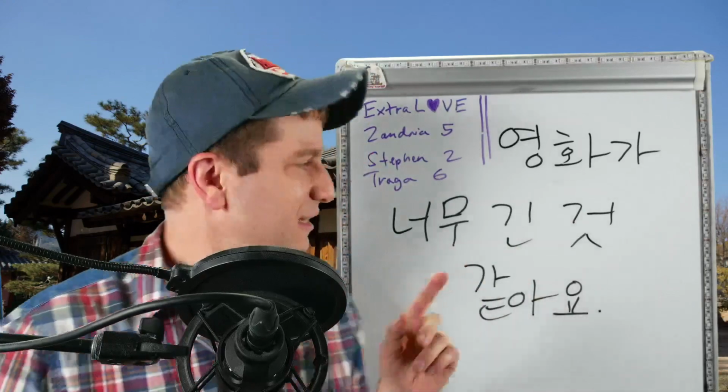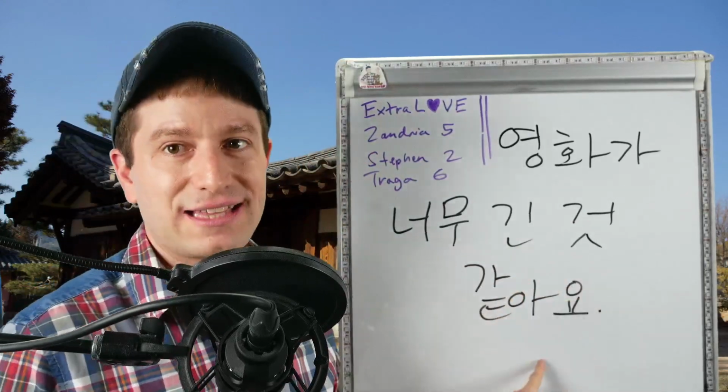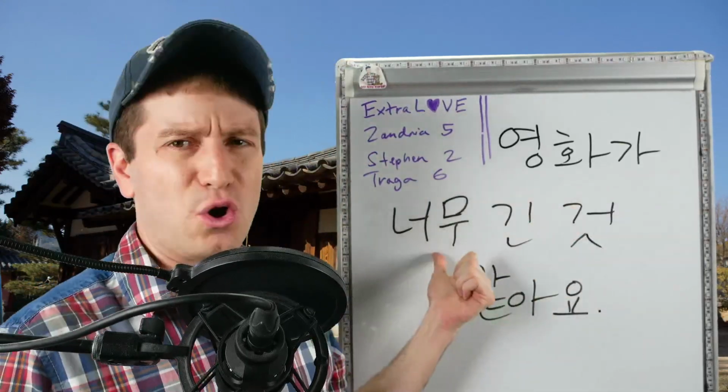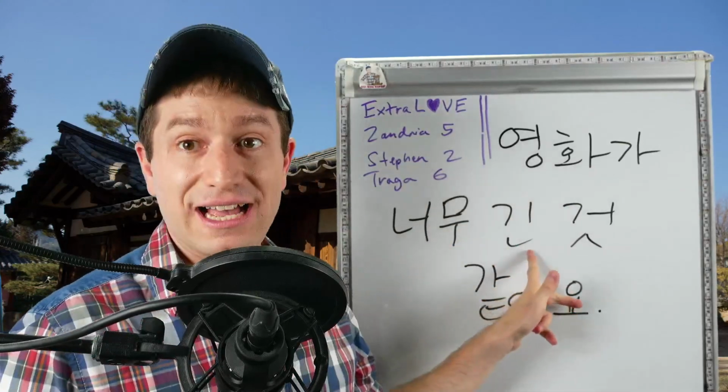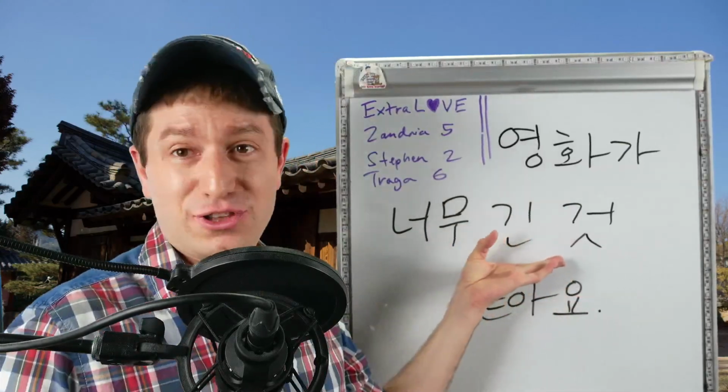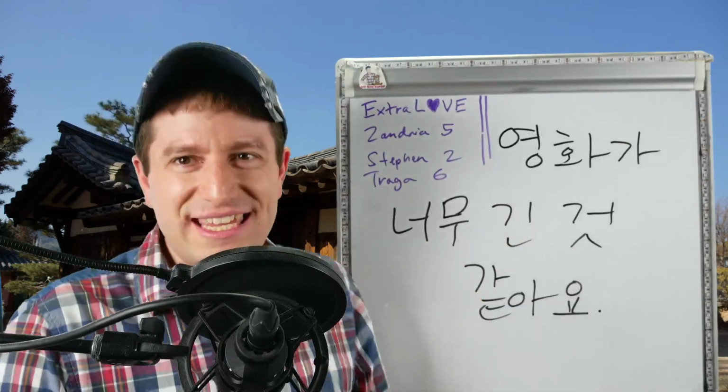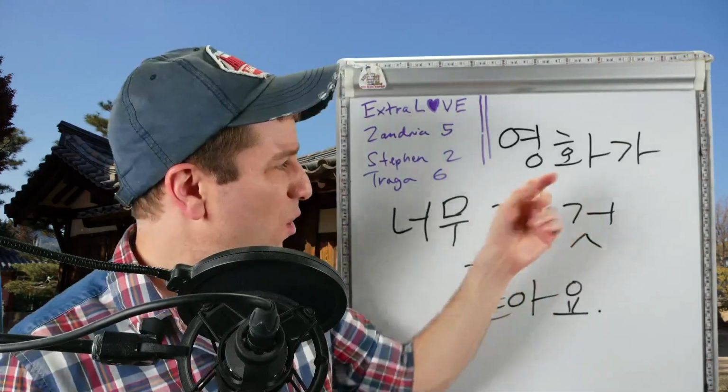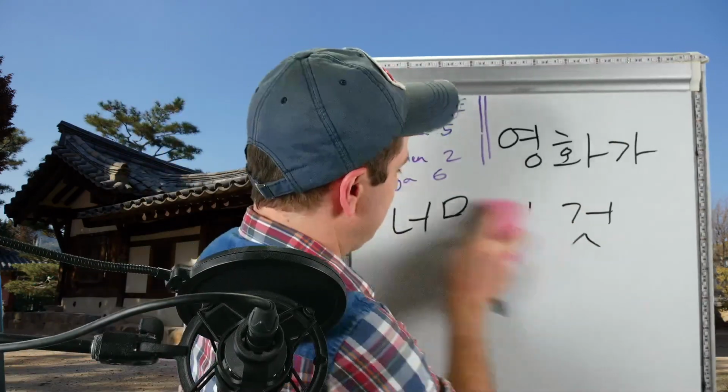영화가 너무 긴 것 같아요. 영화, the movie, is 너무, too, 길다, long, is too long, present tense, 길다. So I think, or it seems, the movie is too long. 영화가 너무 긴 것 같아요.